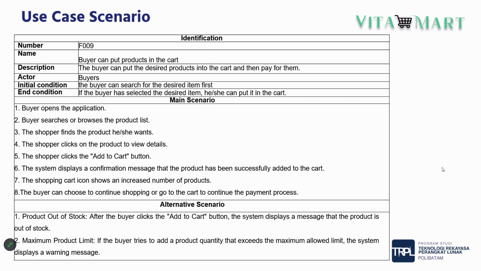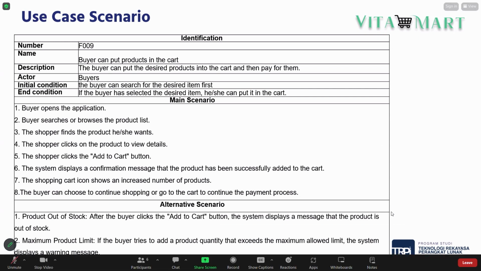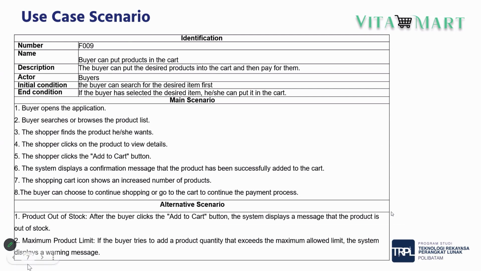Main scenario: the buyer opens the application, sees the product list, and finds the product. The buyer clicks on the product to view details and clicks the add to cart button. The system displays a confirmation message that the product has been added successfully. The shopping cart icon shows an increased number of products. The buyer can pause to continue shopping or go to the cart to continue the payment process.